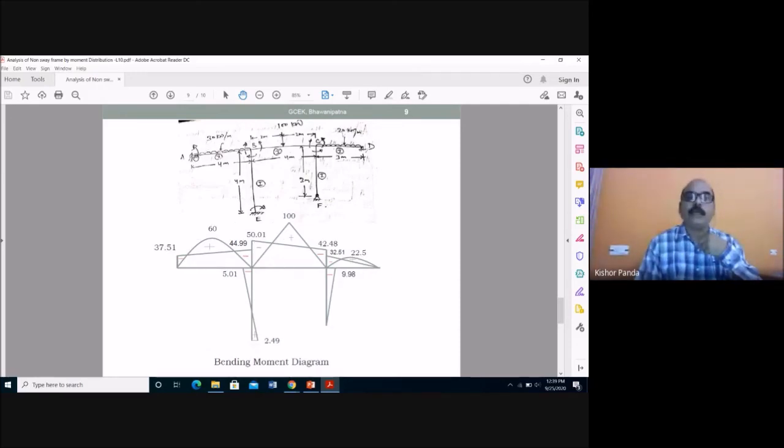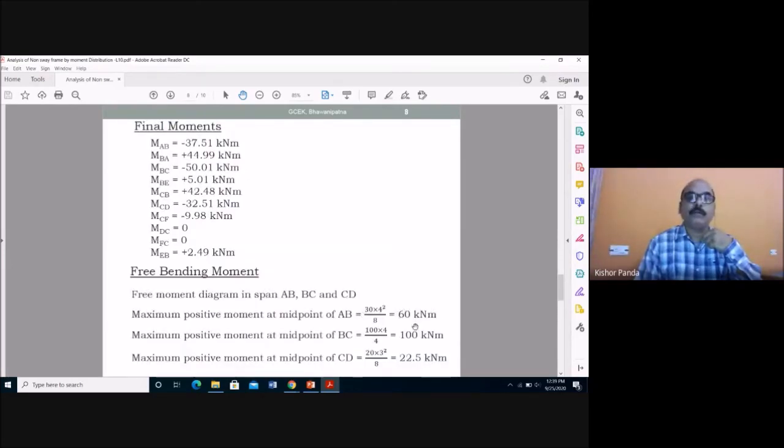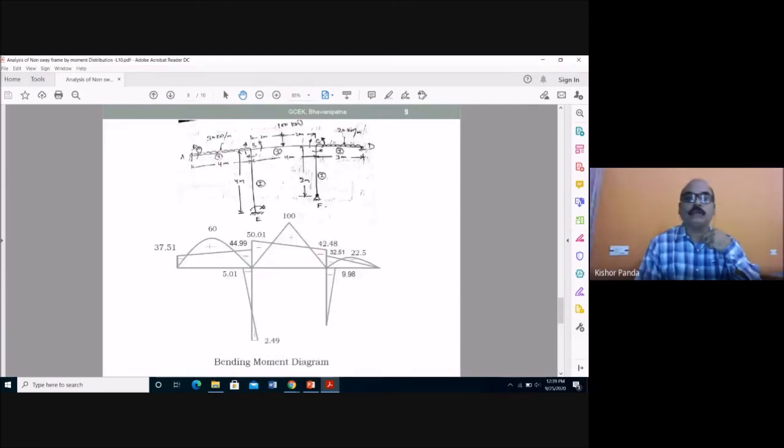Then you know the free bending moment diagram from the loading present on the member. So what is the free BMD for AB? The maximum positive moment is 60 kilonewton meter at the midpoint. Due to UDL, the free BMD is parabolic, and this is the maximum positive moment. So this is the positive diagram, and this is the negative diagram. This portion cancels, so this is remaining negative, this is positive, and this is negative.